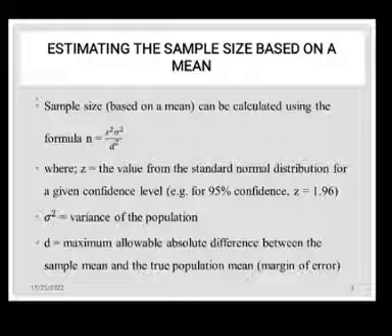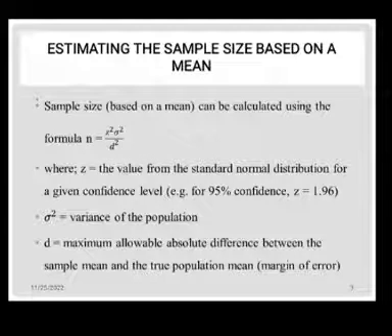The sample size based on mean can be calculated using the formula n equals z squared, population variance squared, over d squared, where z is the value from the standard normal distribution for a given confidence level. For example, at 95% confidence, z is going to be 1.96, while sigma squared represents the variance of the population, while d is the maximum allowable absolute difference between the sample mean and the true population mean. That's the margin of error.